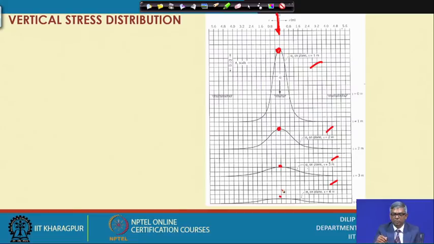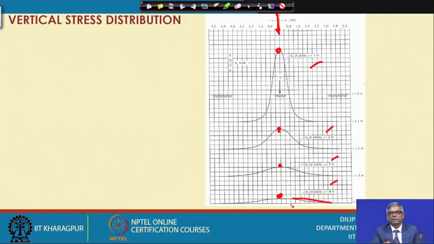But another thing is, one, the maximum value is below the load and less value when you go away from the point of application, and with the increase of depth this peak value is also decreasing, and also the values away from the point of application become negligible if you go deeper and deeper. So, these are the trends we can see.